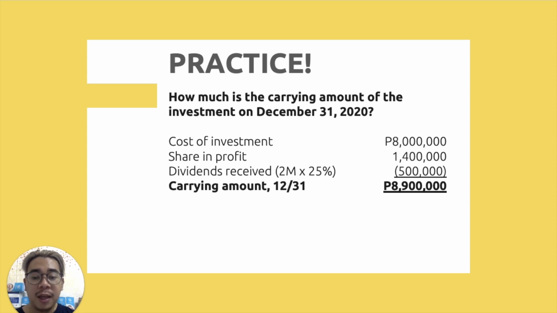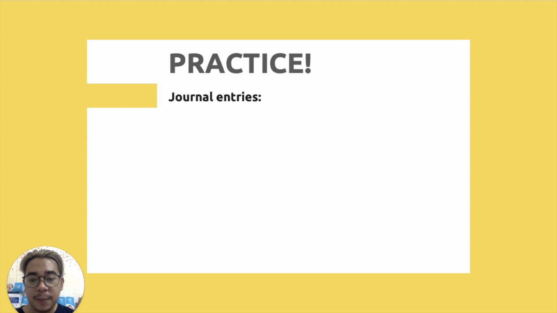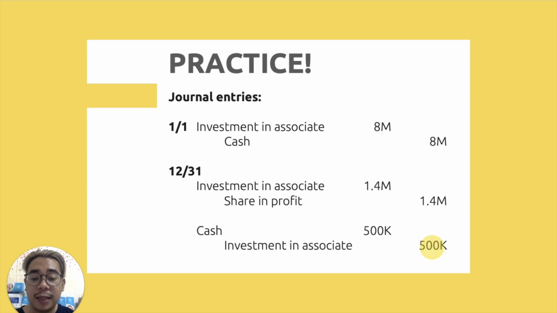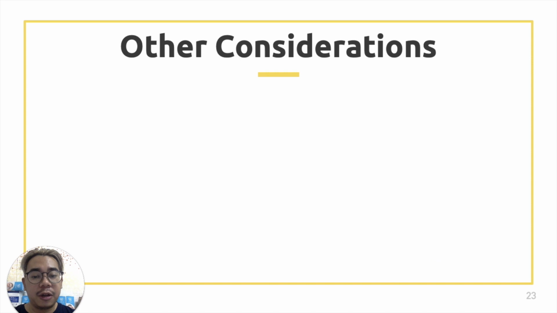Therefore, the carrying amount of the investment on December 31 is 8,900,000 pesos. So to show you the journal entries, nung January 1, nung binili mo yung investment, debit investment in associate 8 million, credit cash 8 million. Nung December 31, for your share in profit, debit investment in associate 1,400,000 at credit share in profit 1,400,000. For the dividends received, debit cash 500,000 and credit investment in associate 500,000 pesos.